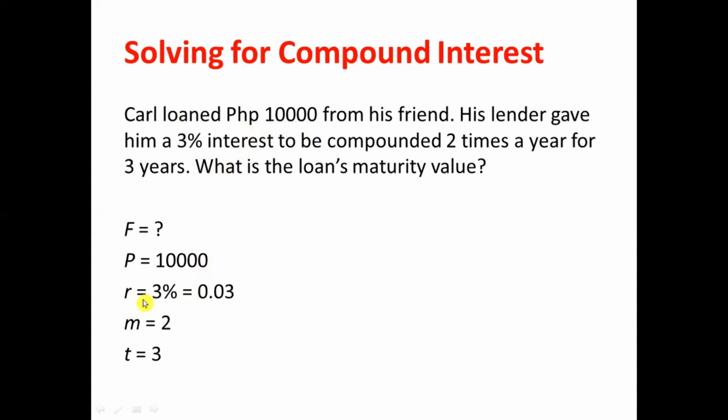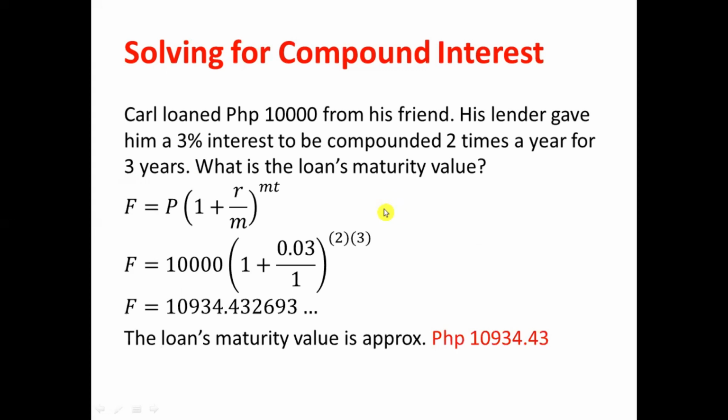We have an interest rate of 3%, or in decimal, 0.03. We have a number of compounding periods, M, equal to 2. Kasi we state here na interest to be compounded 2 times a year, or biannually. And then the time is 3 years, as we see here. So here, we have the formula. Just plug in the values.